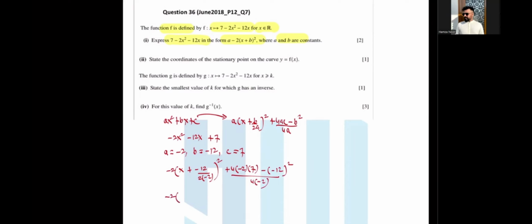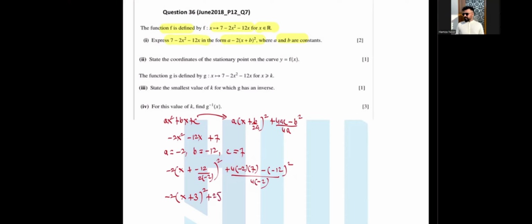X plus this will be minus 12 divided by minus 4, which is supposed to be positive 3. So x plus 3 inside the bracket, and this is whole squared. And then we are going to evaluate this complete term, 4ac minus b squared over 4a. So 4 times minus 2 times 7 minus 144, and then divided by minus 8. So this is positive 25.